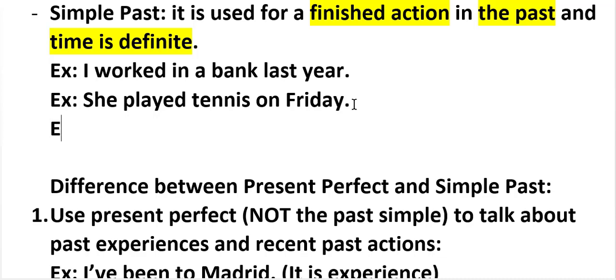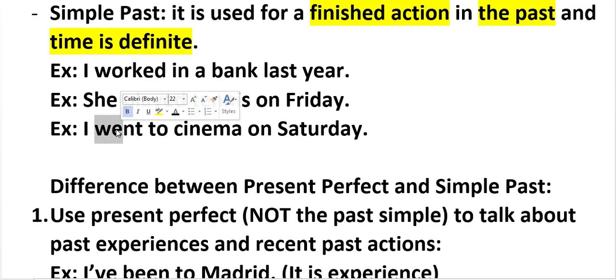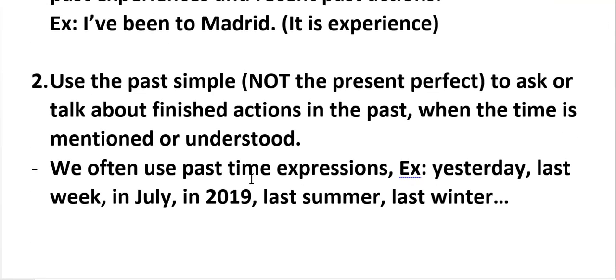And remember guys, next example. I went to cinema on Saturday. That means this is an irregular verb. So what did it do? It changed the form. Look at this one. Go, the second form is went, because it's simple past we use second form of the verb.